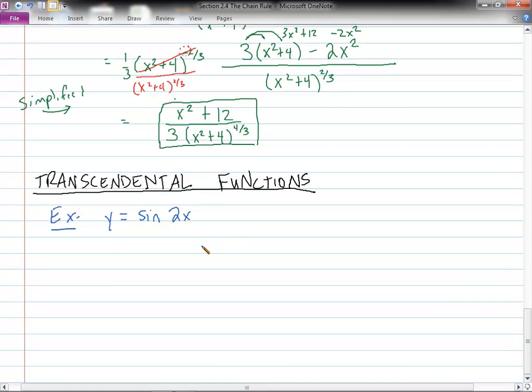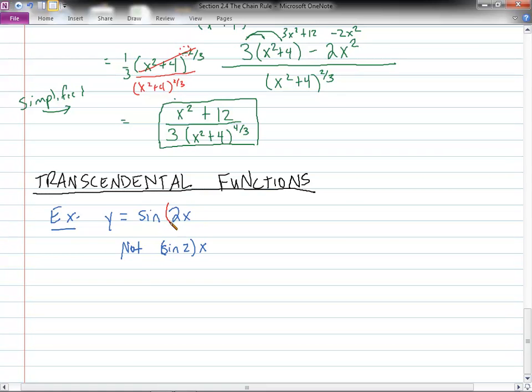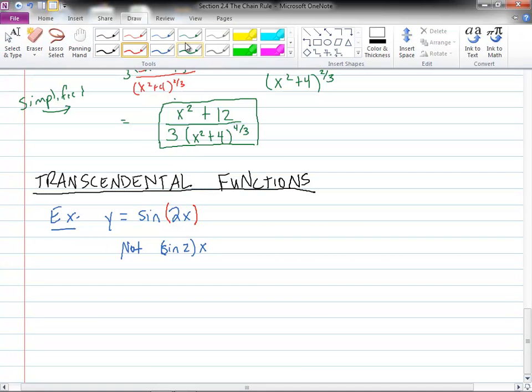Your container function, your outside function, is the sine. One thing to be aware of, however, is that this is different than saying sine times x. This means sine of the quantity 2x, which is sometimes left off. These parentheses here, the red ones, are left off in a textbook, but they're understood to be there, that you're taking the sine of that entire expression that follows.